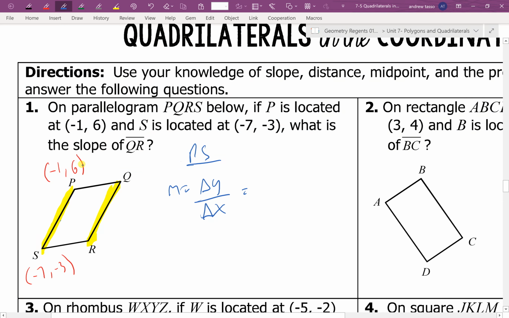The change in the y coordinate going from -3 to 6 is going up by 9. The change in the x coordinate is going up by 6. And if we divide by 3 on the top and the bottom, then we'll get 3 over 2 for the slope. And as I mentioned, the slope for QR would be the same value because they're parallel.